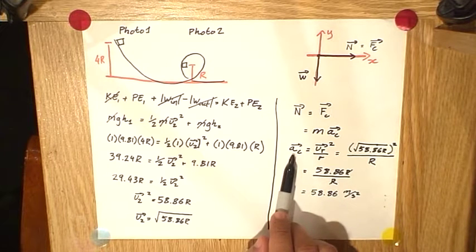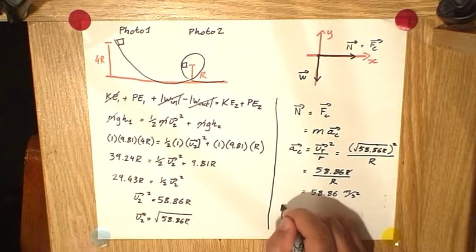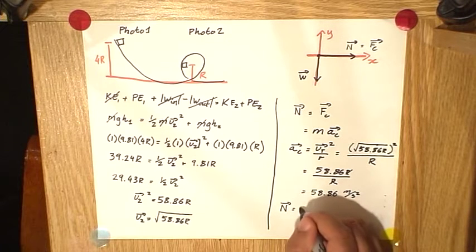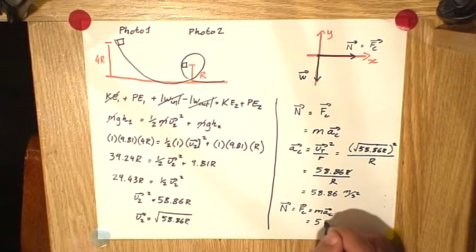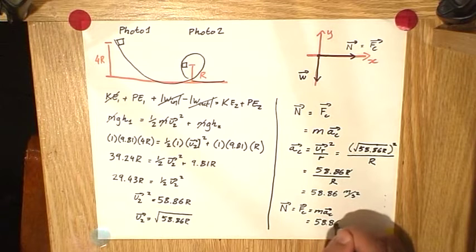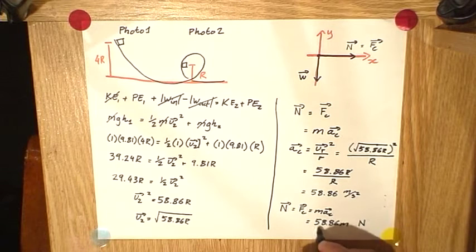Since this is the centripetal acceleration, we just need to multiply this by the mass to find the normal force. So the normal force is equal to the centripetal force is equal to mass times centripetal acceleration. The mass is unknown, but the acceleration was 58.86, so it would be 58.86 times the mass, and the units would be newtons. So this would be the size of the centripetal force, 58.86 times the mass of the object.